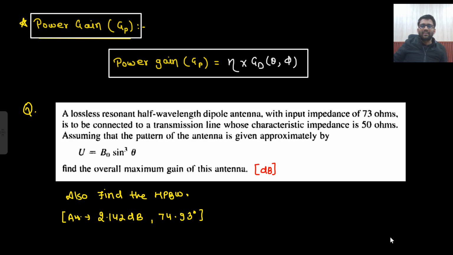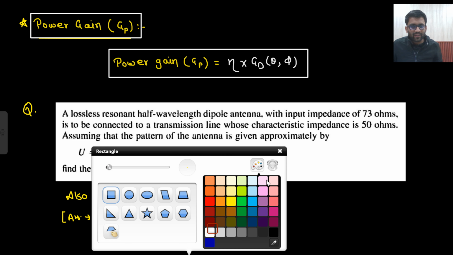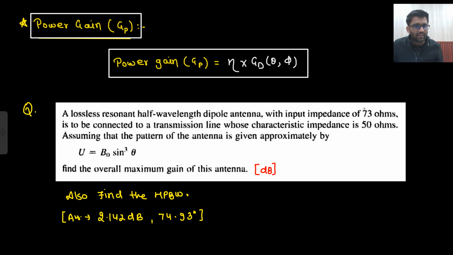Okay. Now what are they asking? They are asking for the overall maximum gain of the antenna. They have directly written gain, which means they are asking for power gain. And what they have said is that a lossless resonant half wave dipole antenna with input impedance of 73 ohm. So now they have mentioned the input impedance in the question itself.